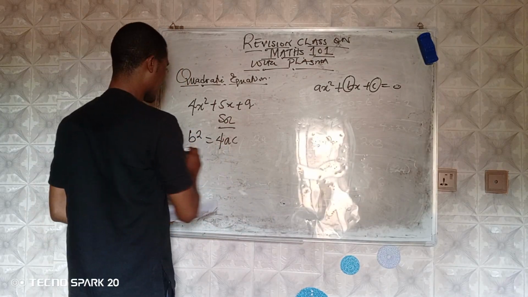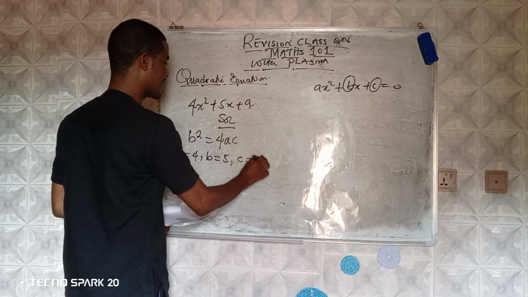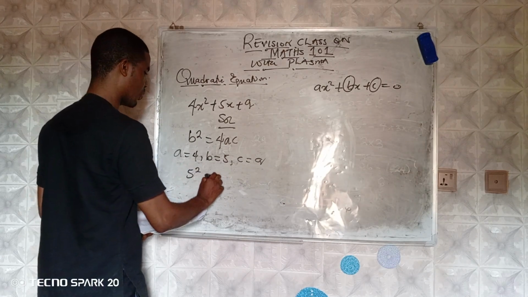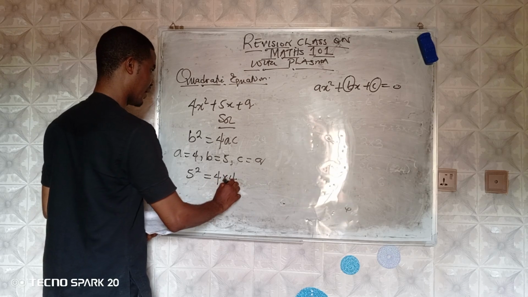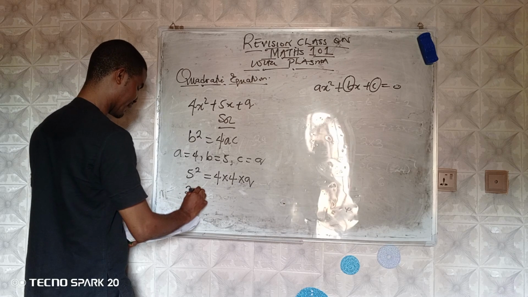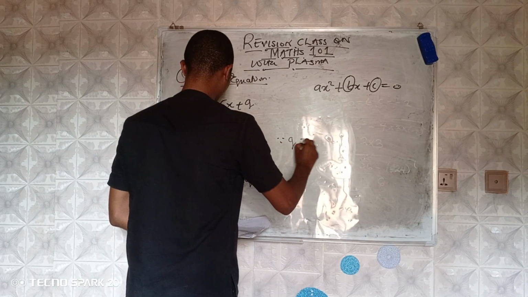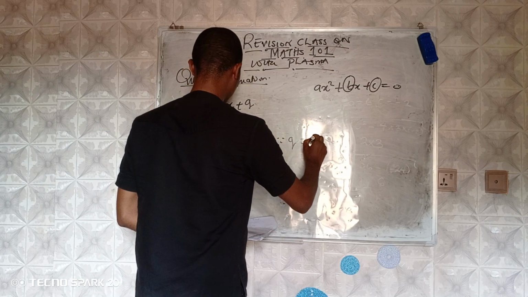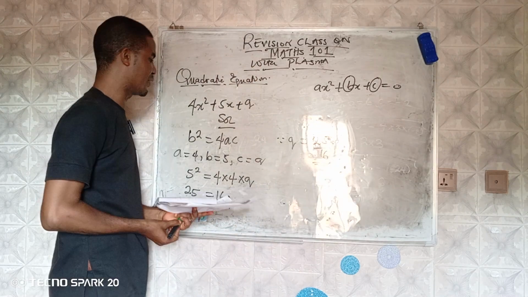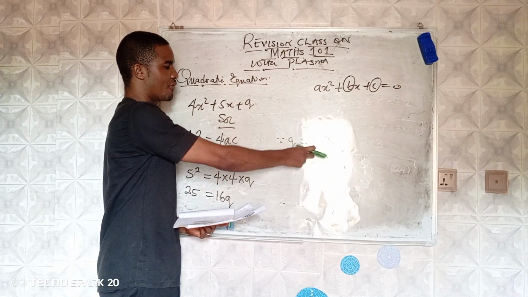Remember that my a here is 4, my b is 5, and my c is q. So I'm going to have 5 squared equals 4 times 4 times q. 5 squared is 25, equals 16q. Therefore, q becomes 25 over 16. So the value of q that will make this equation a complete square is 25 over 16.